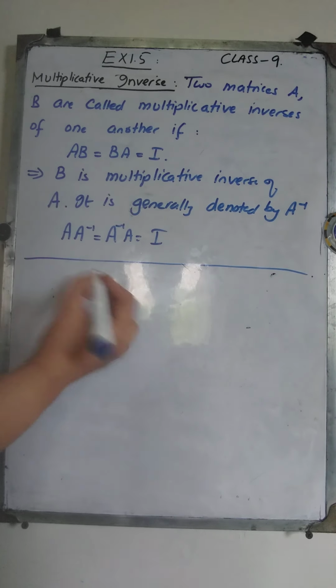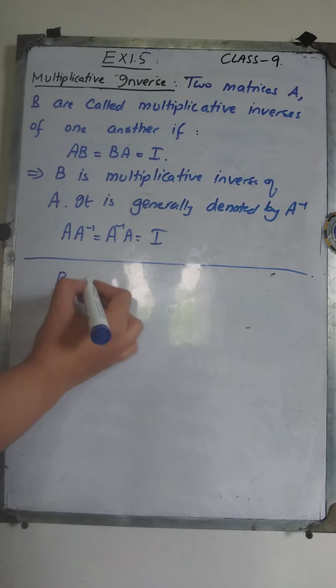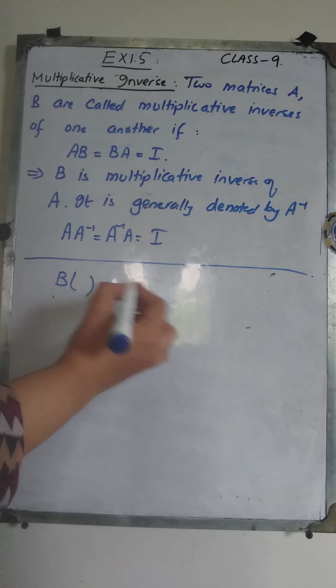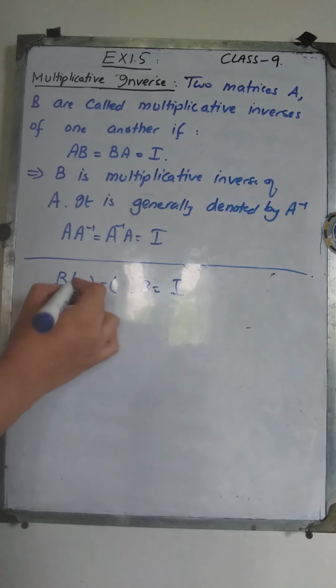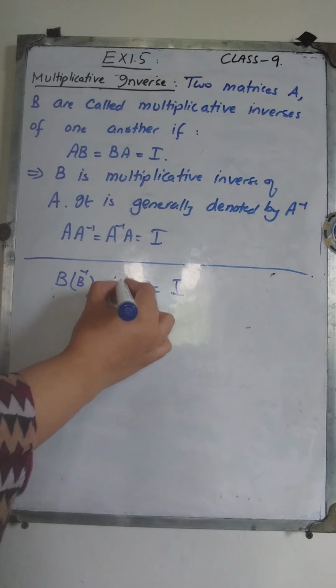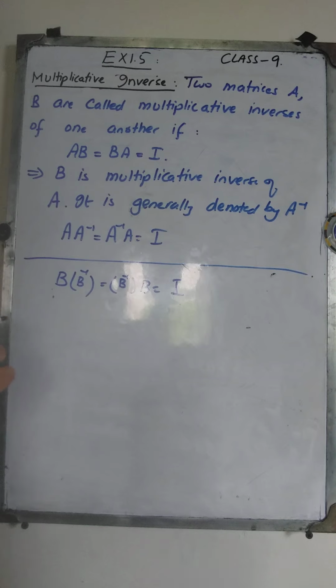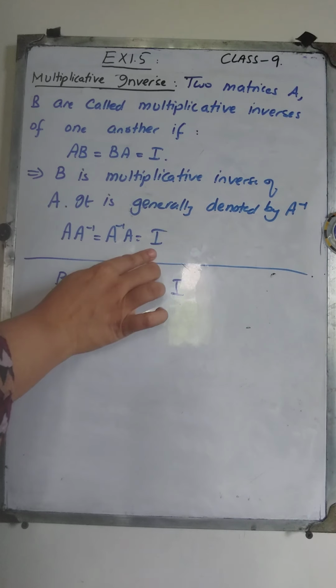AB is equal to BA. If you have a matrix B which when multiplied with B gives you the identity matrix, then you say that this is the B inverse matrix. Okay, this is the property of multiplicative inverse, that the product of the multiplicative inverse and the matrix itself is always equal to I, whether you multiply it in this way or in this way, both ways this should be equal to the identity matrix.